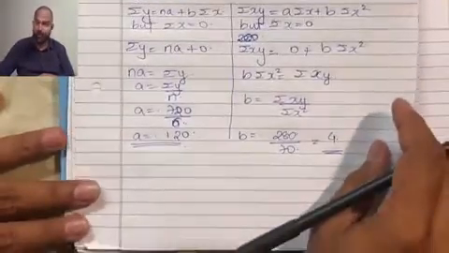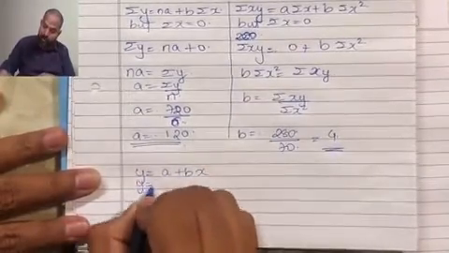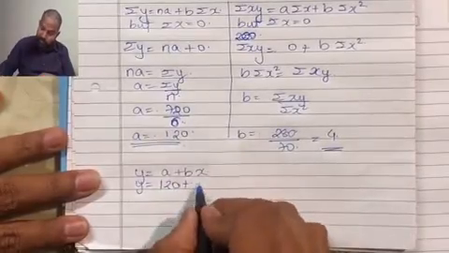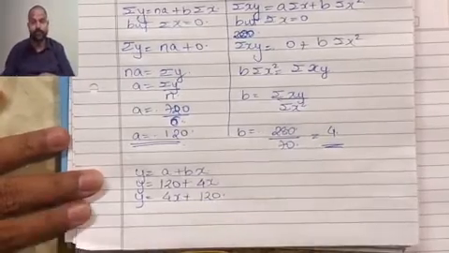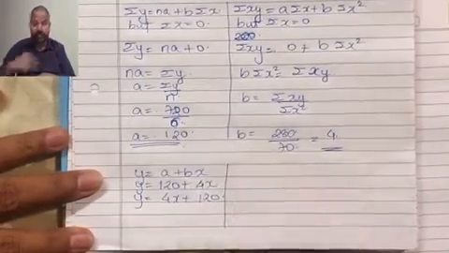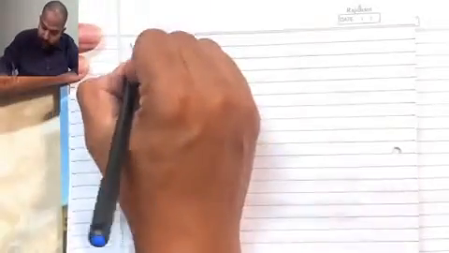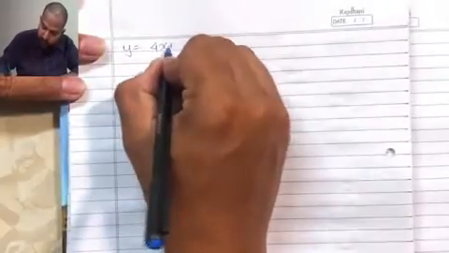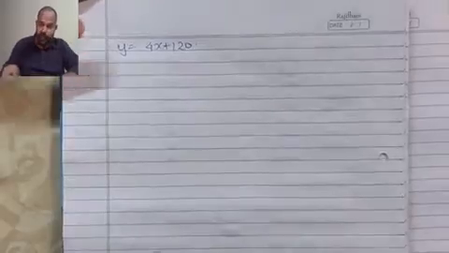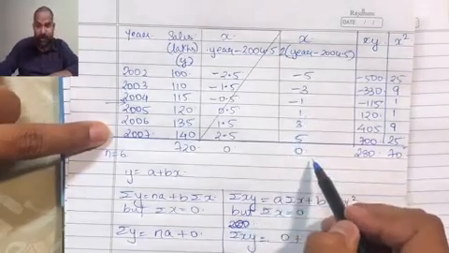I have a, I have b. Let me substitute into the formula. Y is equal to a plus bx. Y is equal to 120 plus b, which is 4x. So y is equal to 4x plus 120. Now I have to find it for the next 5 years. My equation is y is equal to 4x plus 120. They have stopped at the year 2007. Now see, it's common sense. If you notice, this is increasing by 2.